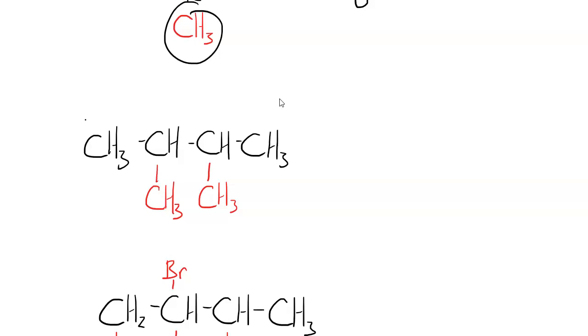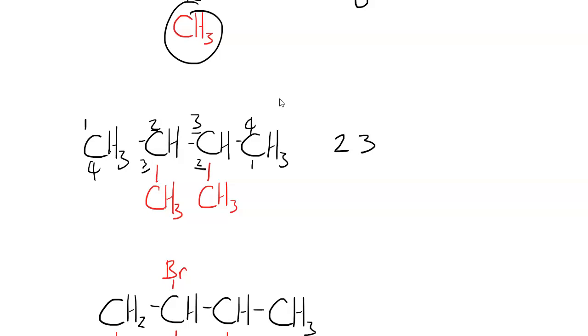groups. And so it doesn't actually matter if we count from this end, 1, 2, 3, 4, or this end, 1, 2, 3, 4, because we've still got a methyl group coming from the 2nd carbon and a methyl group coming from the 3rd carbon, no matter which way we look at it. So we need to show that there's 1 methyl group coming off the 2nd carbon, so we go 2, and then we need to show there's a methyl group coming off the 3rd carbon, so we write 3.